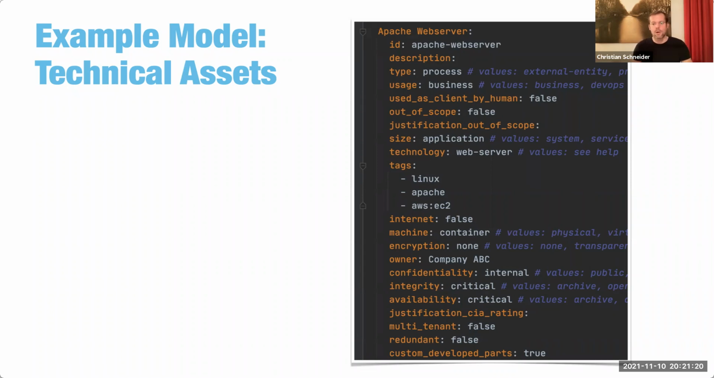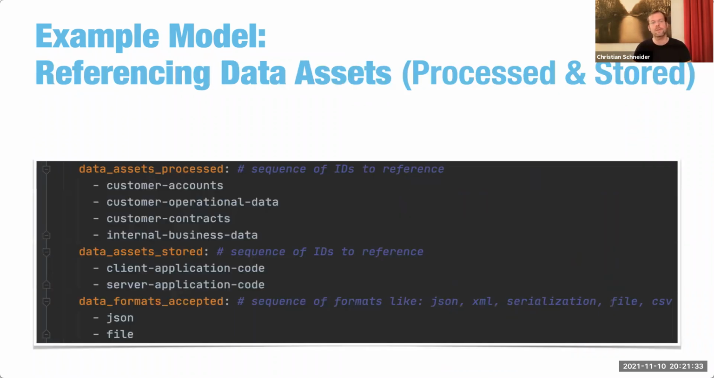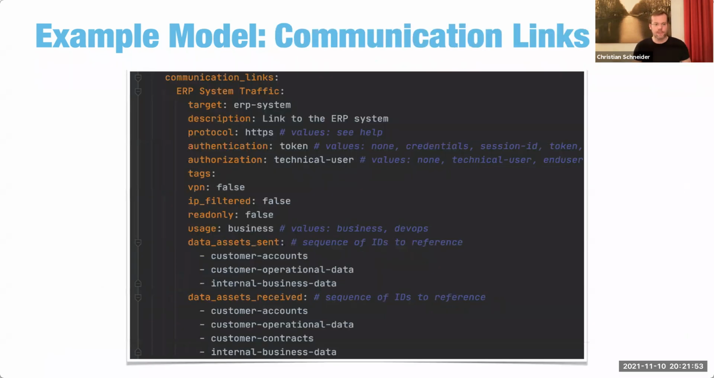For example, you model how and if it's encrypted, and also here the confidentiality, integrity, availability things, whether it's used as a multi-tenant component, and something like that. Then you're referencing, very important, the data assets that are processed and/or stored on that component. So if it were a database-like thing, it would be more on the stored side, obviously. So that's actually referencing from the set of the data assets modeled in that very same YAML file by their identifiers. And then you're modeling the communication links.